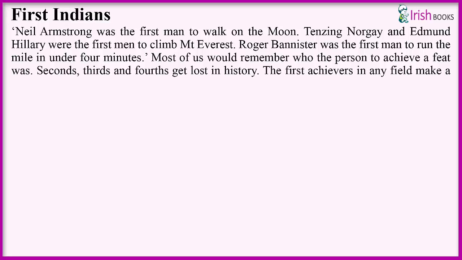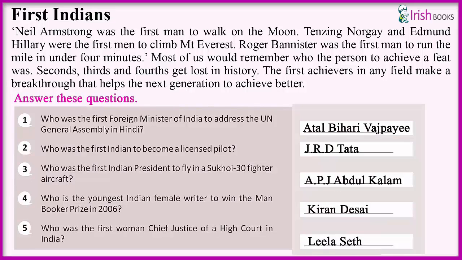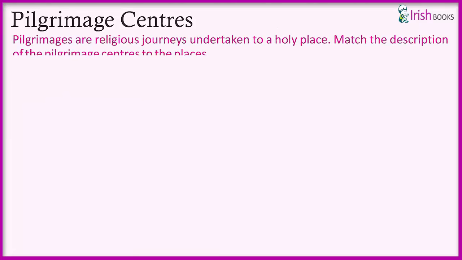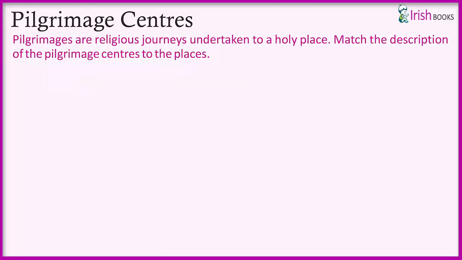Most of us would remember who the first person to achieve a feat was. Seconds, thirds, and fourths get lost in history. The first achievers in any field make a breakthrough that helps the next generation to achieve better. Answer these questions. Pilgrimage centers. Pilgrimages are religious journeys undertaken to a holy place. Match the description of the pilgrimage centers to the places.